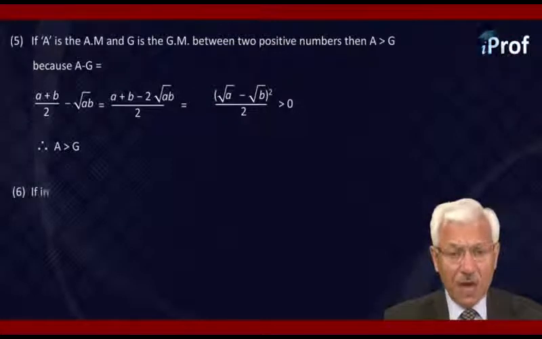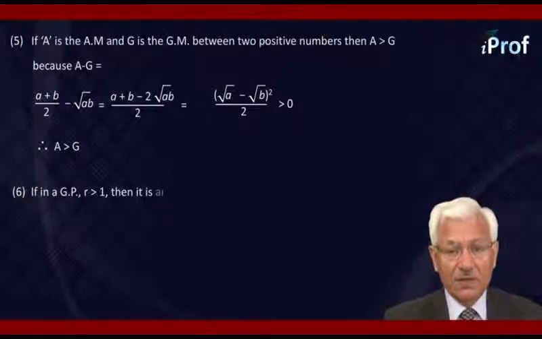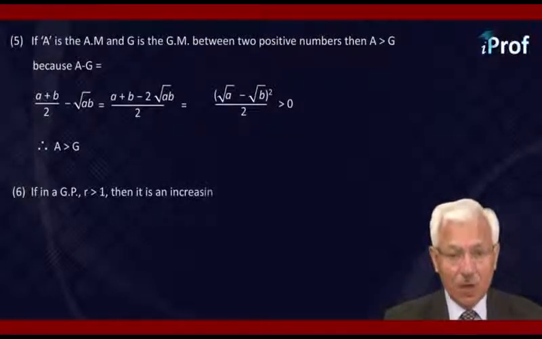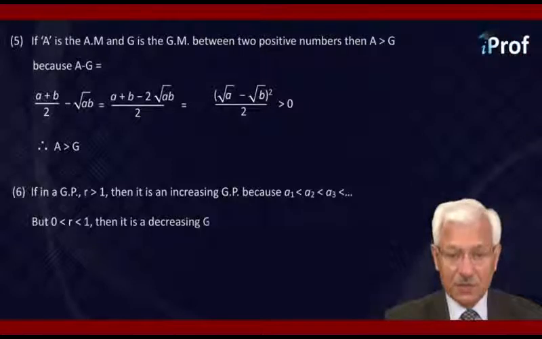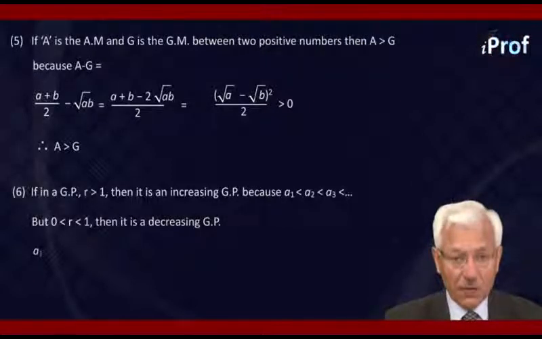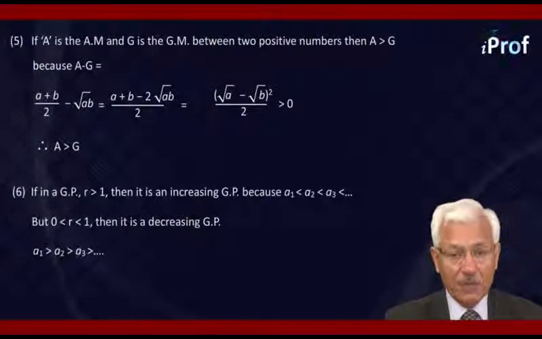If in a GP R is greater than 1, that is common ratio is greater than 1, then it is an increasing GP, because in that case A1 is less than A2, is less than A3, is less than A4, ... But if R is less than 1, greater than 0, then it is said to be a decreasing GP, because in this case A1 is greater than A2, is greater than A3, is greater than A4. That is, subsequent terms become smaller and smaller. That is why it is called decreasing GP.